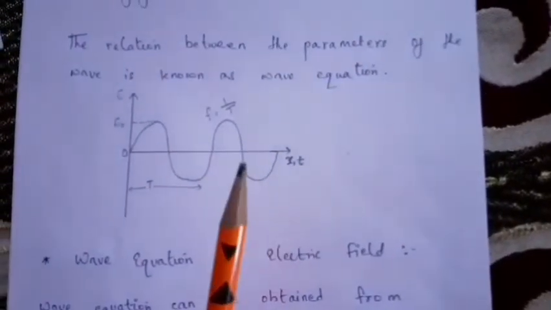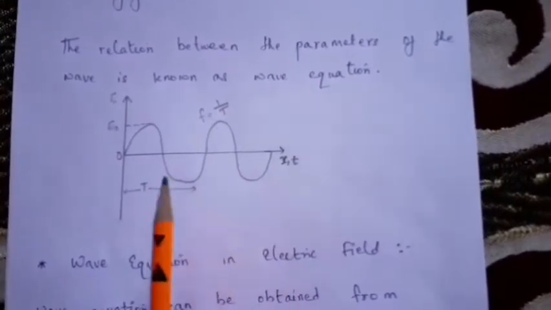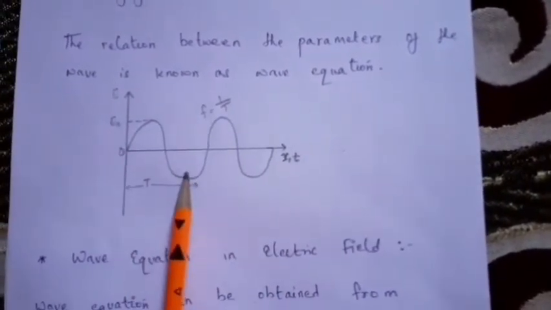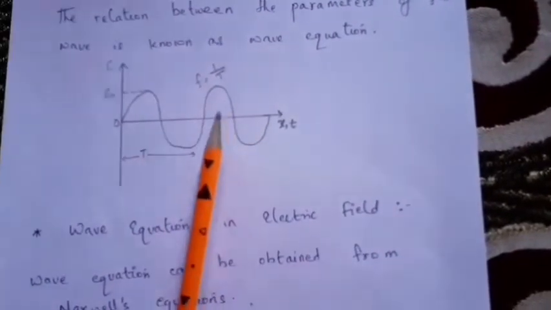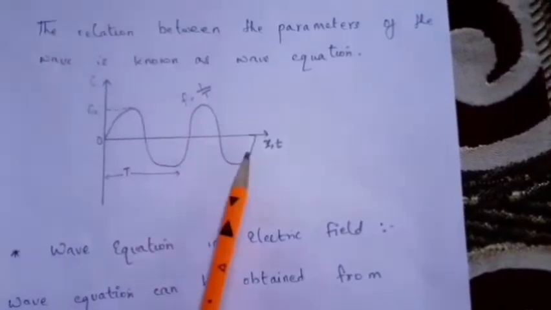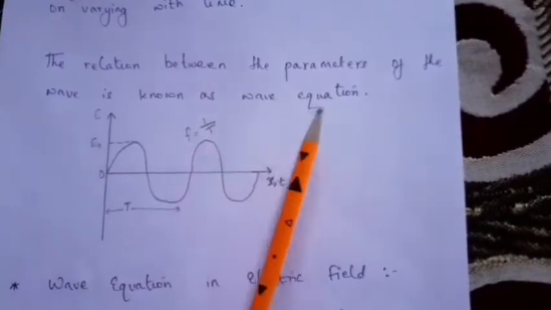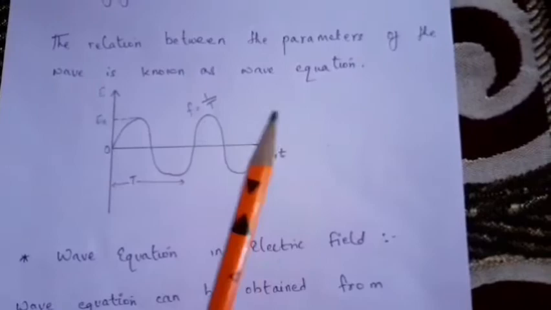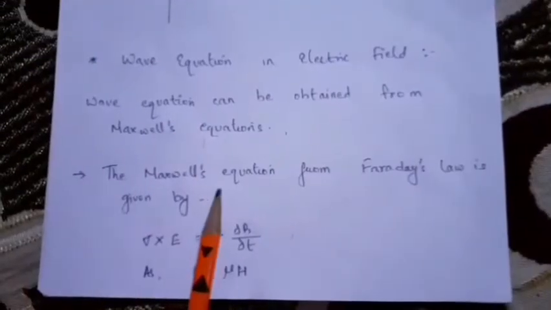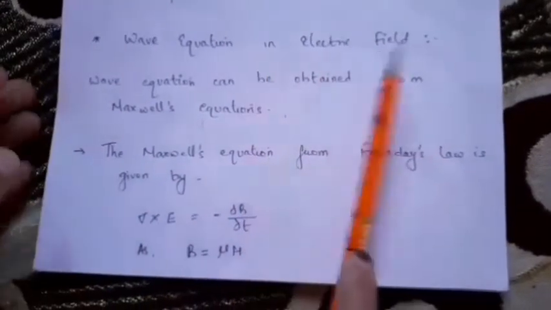For example, we can consider this electric field wave. In this wave, the parameters we can say are its magnitude, its frequency, its polarization, its wavelength. All such parameters can be related with each other to display the wave equation. The relation between the parameters of the wave is known as the wave equation. So that is what we are going to derive for the electric field as well as magnetic field in this section. First, we are going to derive the wave equation in terms of the electric field.